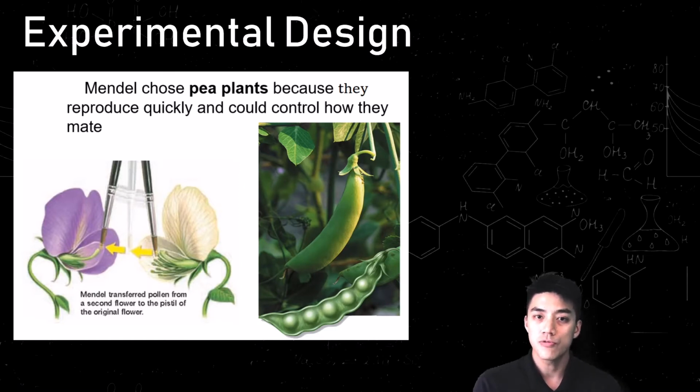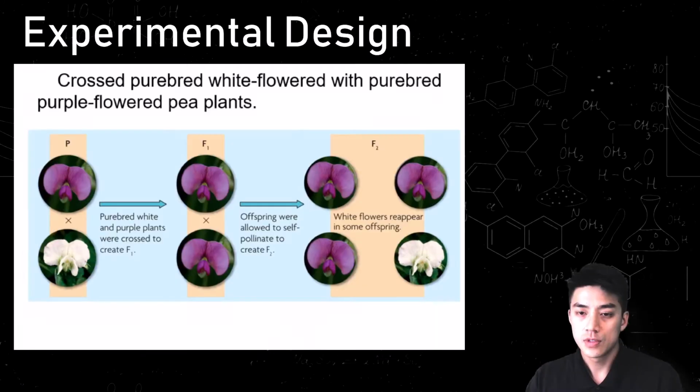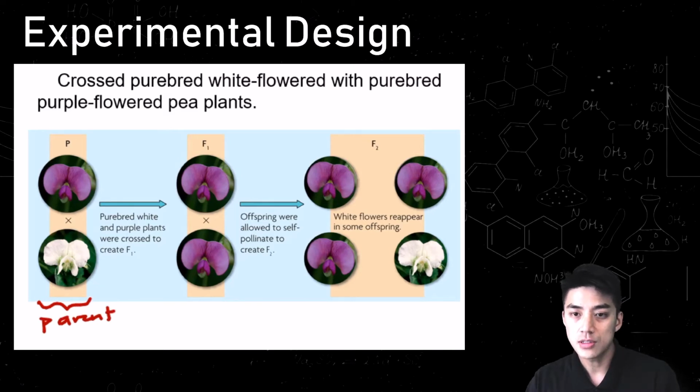He would take the pollen from one plant and transfer it to the pistil of a different plant. So this was a purebred cross, and this was known as the parent generation or the P generation. So he would take the purple flowers and the white flowers and cross them, and that would create the F1 generation.